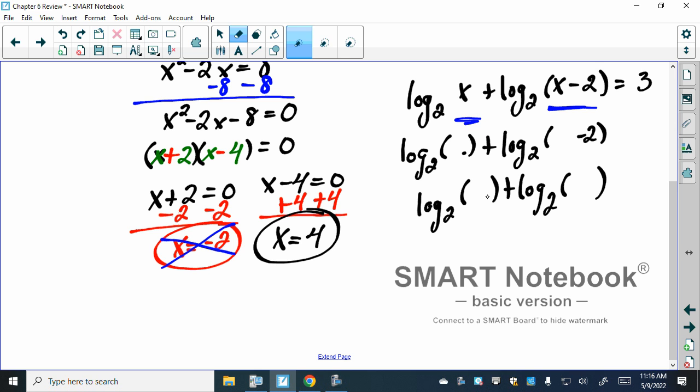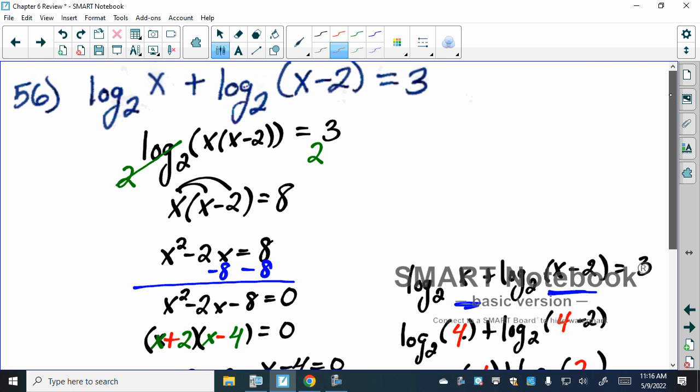If we did the same thing with 4, well, this is still going to be just log base 2 of 4. 4 minus 2 is? They're positive in both places, so this one here works. So x equals 4 would work for this one here. Any other questions on 56?